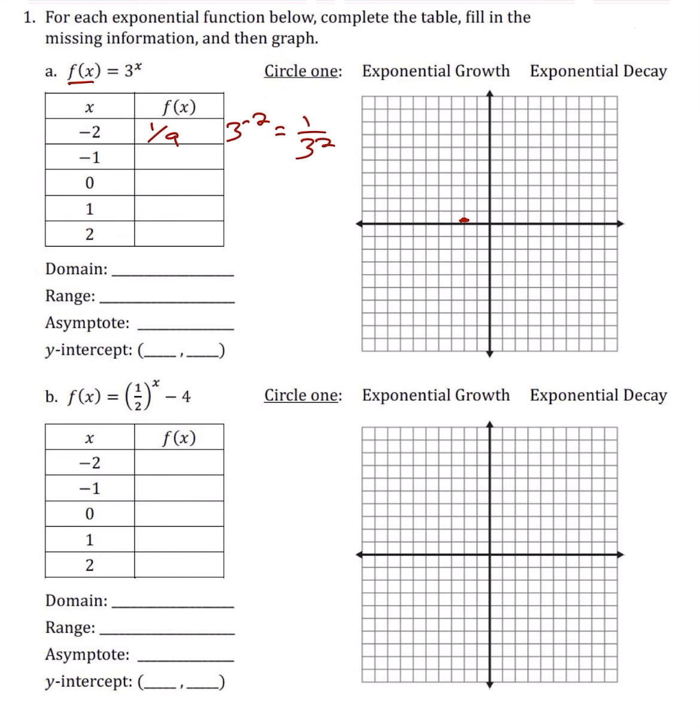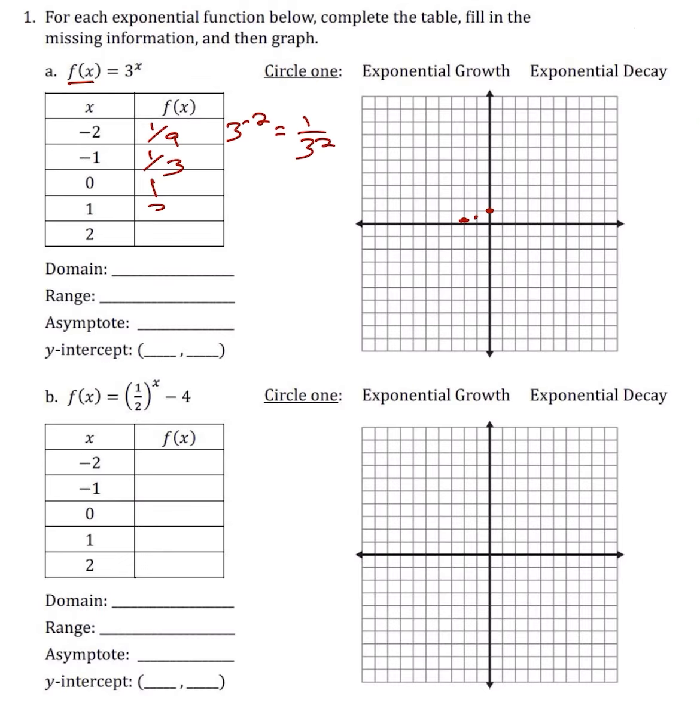Okay, -1. When x is -1, we have 3 to the -1 power, which is 1 over 3 to the +1. Let's make that look a little bit more like 1/3. Okay, so I'm a little bit further up when x is -1, but still not all the way to +1. Okay, when x is 0, we have 3 to the 0 power. Anything to the 0 power is just 1. So when x is 0, y is 1. So here is that point.